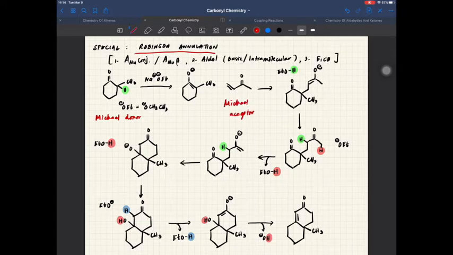form the Michael product. The first step of the Robinson annulation is the deprotonation of the alpha hydrogen. This is deprotonated by our base to form an enolate. So basically it is a basic enolization reaction to form this enolate structure, which is a strong nucleophile at this position. Now we have this beta position acting as an electrophile, so it reacts with our Michael acceptor to form the Michael product.